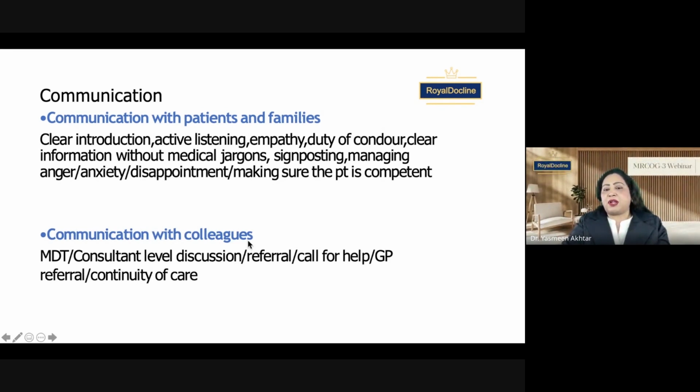So referral, calling for help, general practitioner referral, writing a letter to the general practitioner after the discharge to maintain the continuity of care. These are the buzzwords which they want to hear from your tongue. Then comes the communication with the patient and the families.